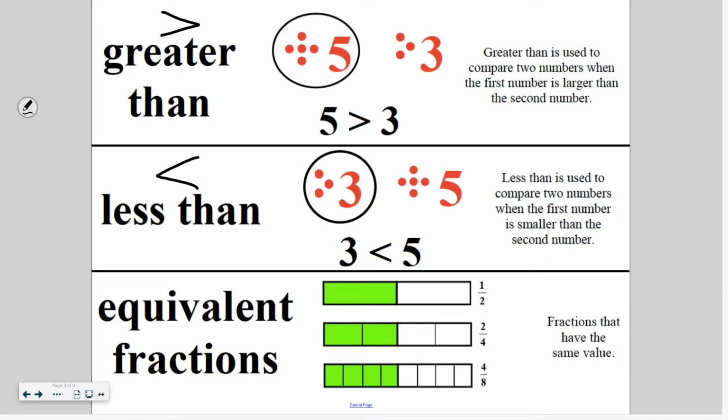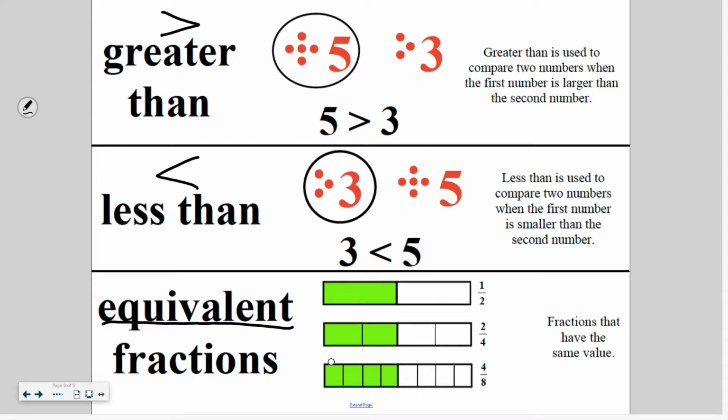And then equivalent fractions is what we're going to be focusing on because we want all these fractions that we find to be equivalent. And equivalent is a fancy way to say equal. That's the math term for equal. So equivalent fractions are fractions that are equal to each other.